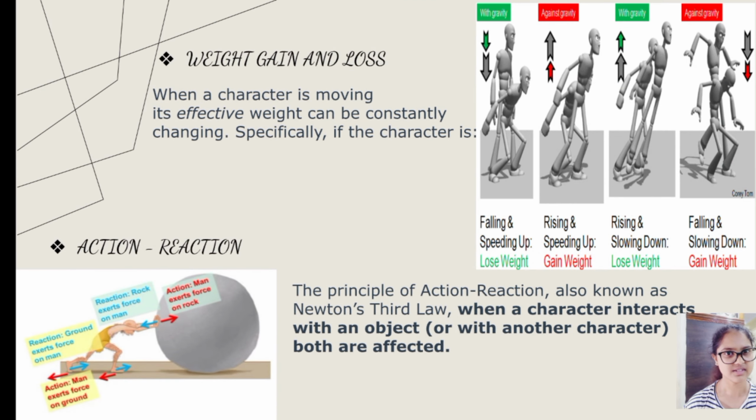Weight gain and loss. When a character is moving, its effective weight can be constantly changing. Specifically, if the character is falling and speeding up, rising and speeding up, rising and slowing down, falling and slowing down. Here in the picture you can see that the weight is lost when the character is falling and speeding up and rising and slowing down, and the weight is gained when the character is rising and speeding up and falling and slowing down. Next topic: action reaction.